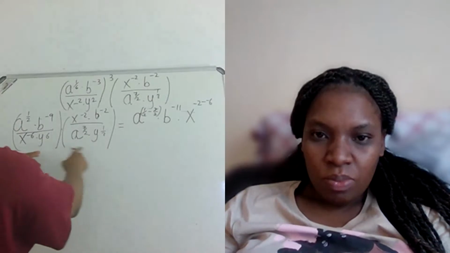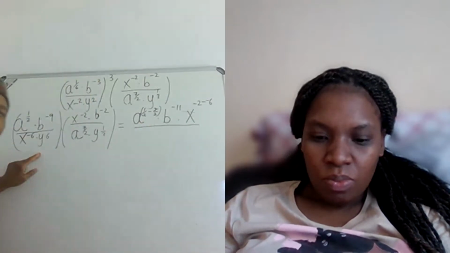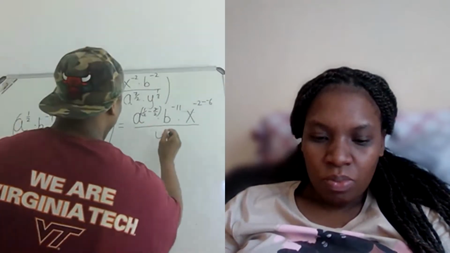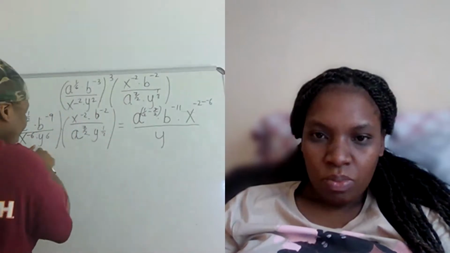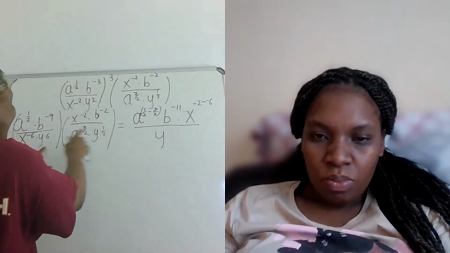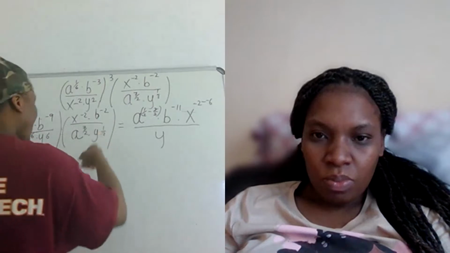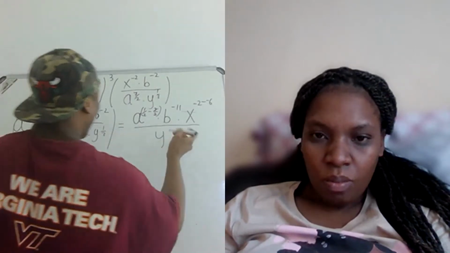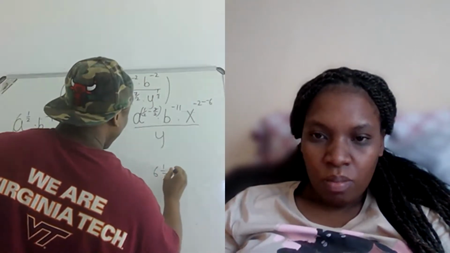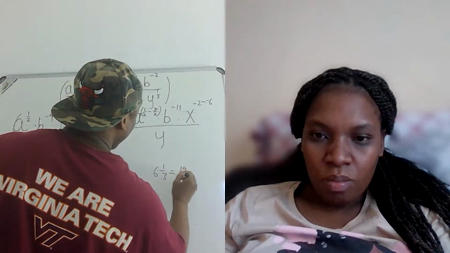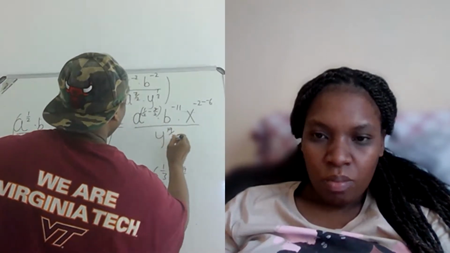But a Y is only at the bottom. So I'm only going to write one Y, and then since they're both multiplication to each other, it's no division, I'm going to add the power, say 6 plus 1 over 3, which is going to be 6 1 over 3, meaning 19 over 3.